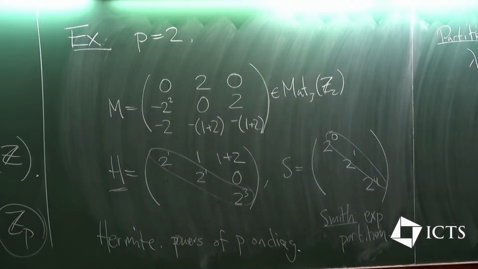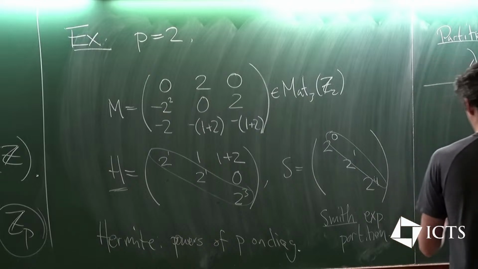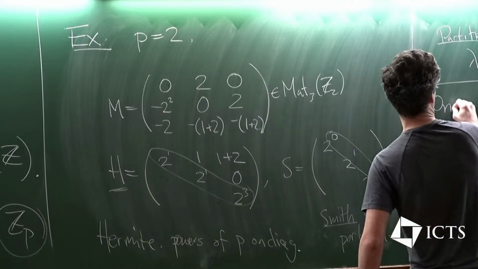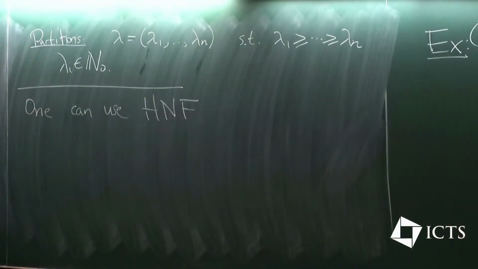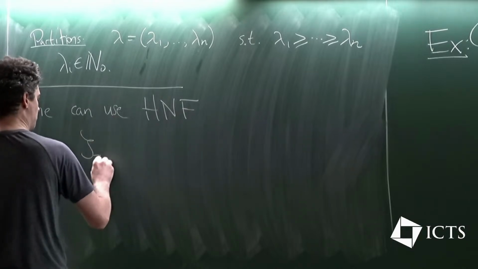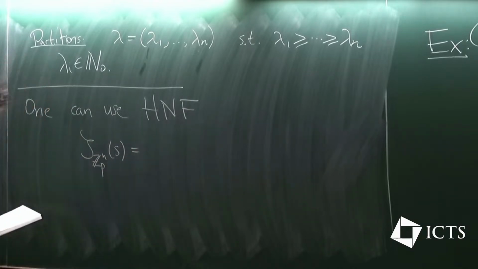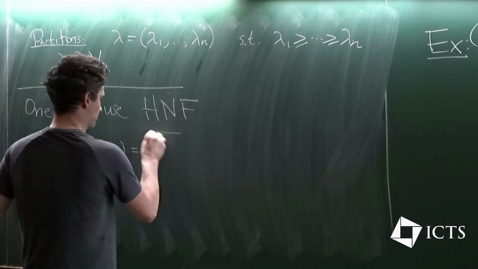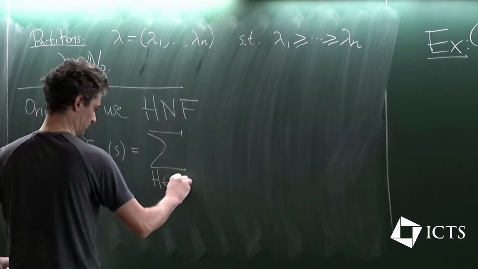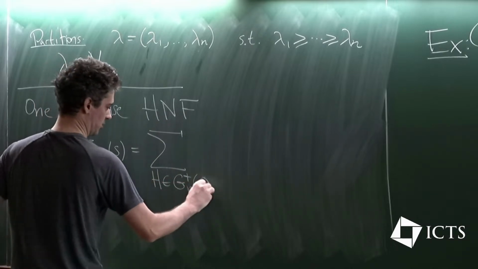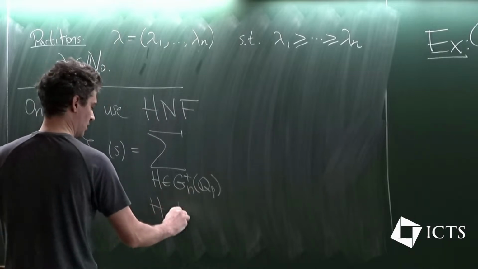Okay, where are we? Here we are. So, one can use the Hermite normal form to count subgroups, to answer this question, to determine that zeta function over there. Namely, we have the zeta function of Z_p to the n of s, which is what? Well, you could sum it over all of the matrices. All right, this is H in G_n plus Q_p, where H, I'll just write Hermite.